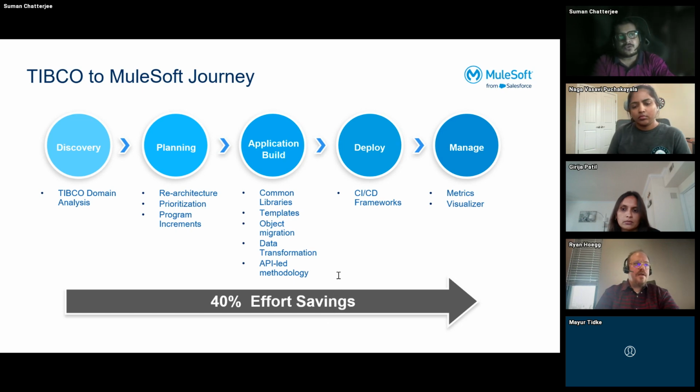Now, most of the TIBCO vendor customers already have their build tools and deployment tools. You don't need to throw them away. You can tweak them, enhance them, and repurpose them for your MuleSoft application builds and deployments.